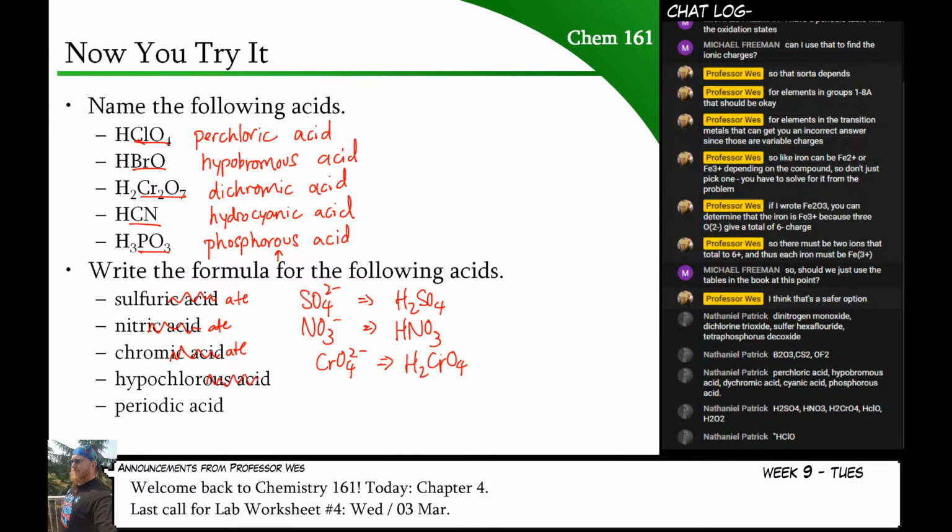I see "ous acid", so I should think "ite". Hypochlorite is that. So I get that as... I read it backwards. HClO. And then "ic acid" should be "ate". Periodate is IO4 minus. That should be an I. There you go. And most of those look pretty good.